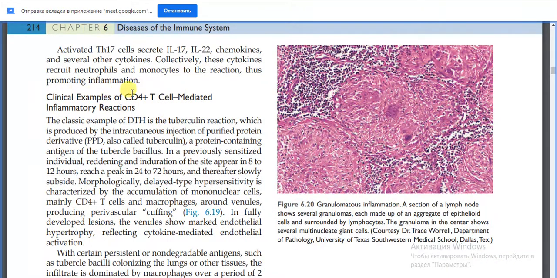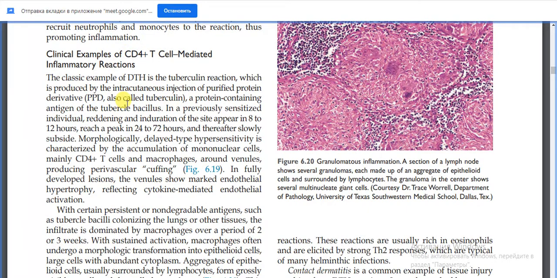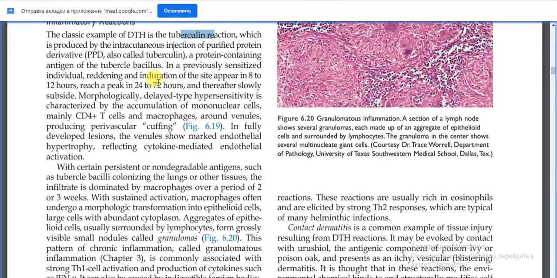Okay, clinical examples. Which clinical examples of this do we know? The classic example of DTH is the tuberculin reaction, which is produced by the intracutaneous injection of purified protein derivative. It's a protein-containing antigen of the tubercle bacillus, and the reaction is an immune reaction against it. And then we wait for 24 to 72 hours.